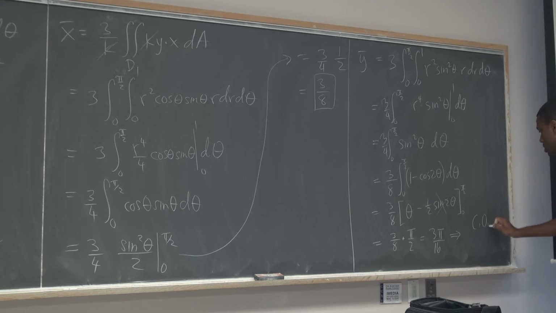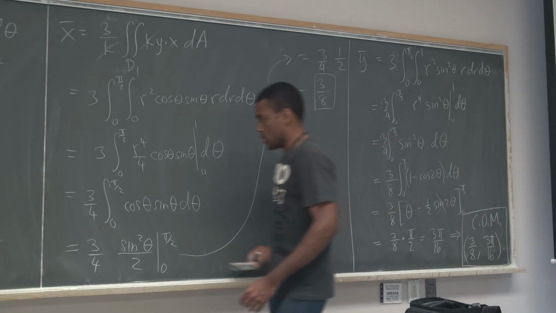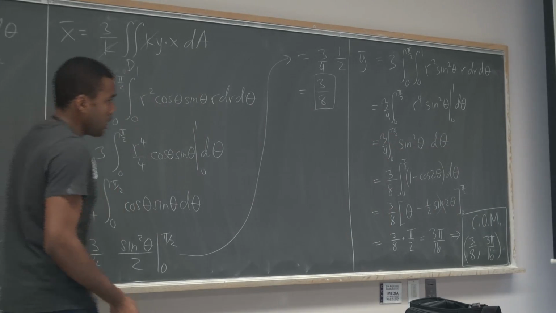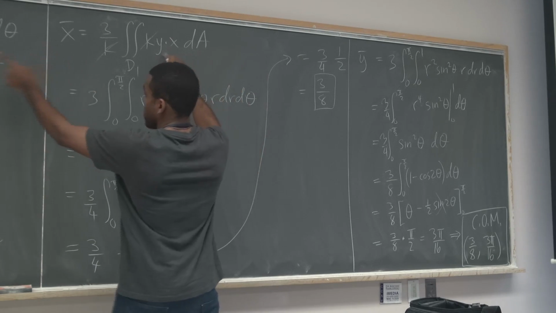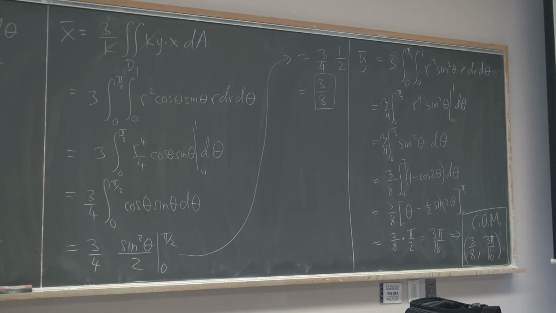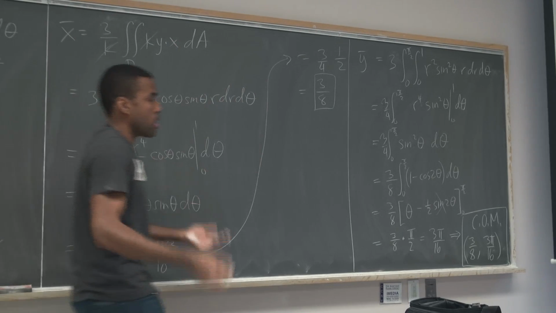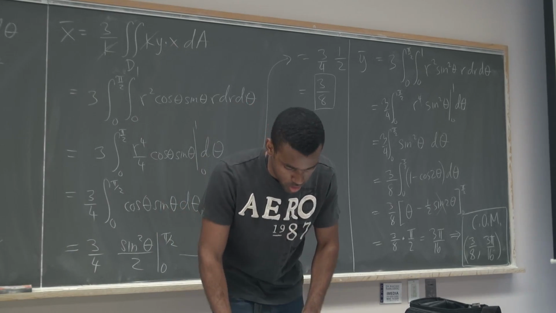Which means our center of mass is 3 over 8, comma, 3 pi over 16. So, like I said, this was just doing double integrals. The main thing different in this section is the formulas that you have to know to set up. You know what m is, what x bar is, what y bar is. Other than that, it's just previous sections.